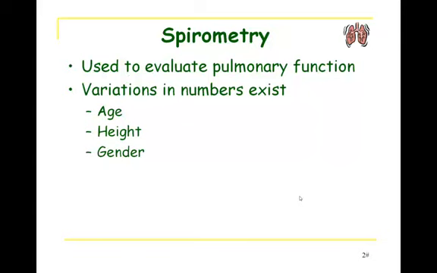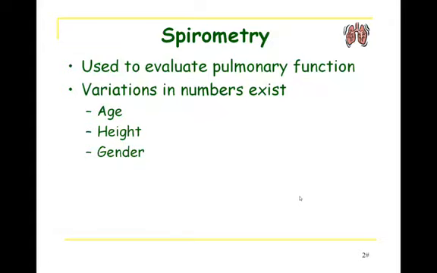Obstructive lung diseases involve problems with or increases in airway resistance. Restrictive lung diseases interfere with lung expansion. So changes in different lung volumes and capacities help to distinguish between different types of lung disorders.